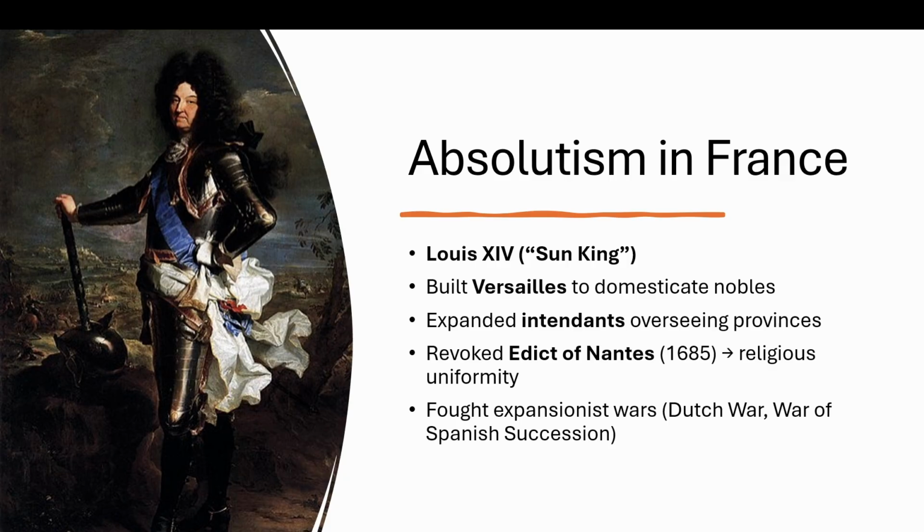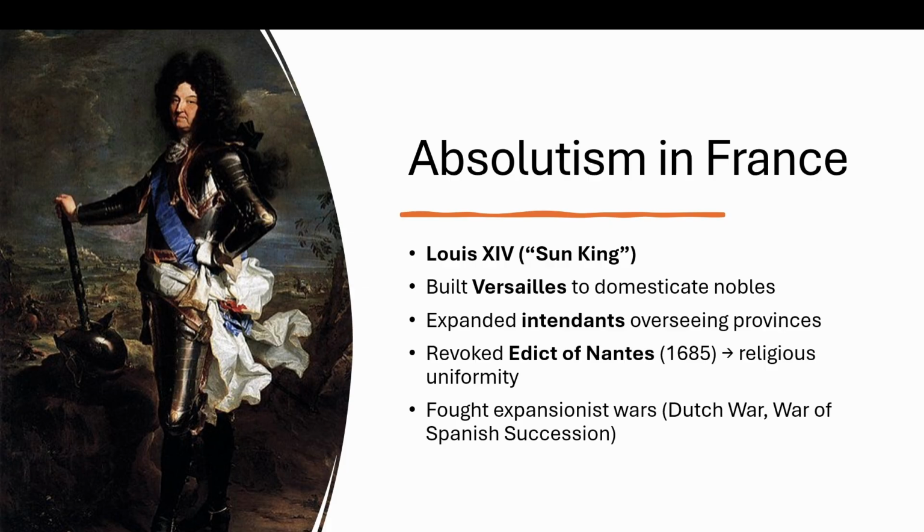The first one we're going to look at is absolutism in France, which is often used as the grand model of absolutism, as we have Louis XIV, who is very famous for being an absolute monarch. Louis XIV did a whole bunch of things that make him the model. He builds the Palace of Versailles specifically to control and domesticate the nobility.